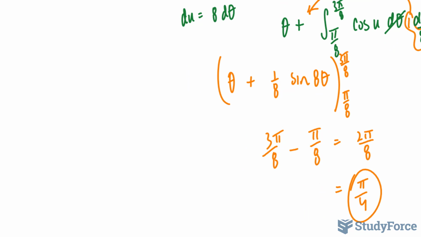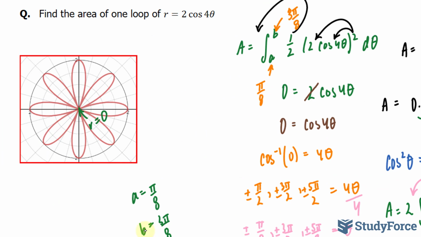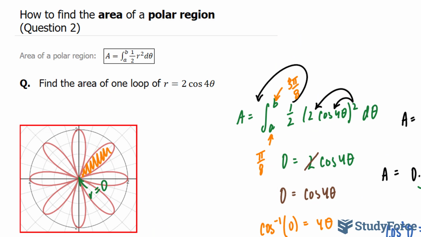That right there represents the area bounded within one loop. And there you have it. That is how to find the area of a polar region.